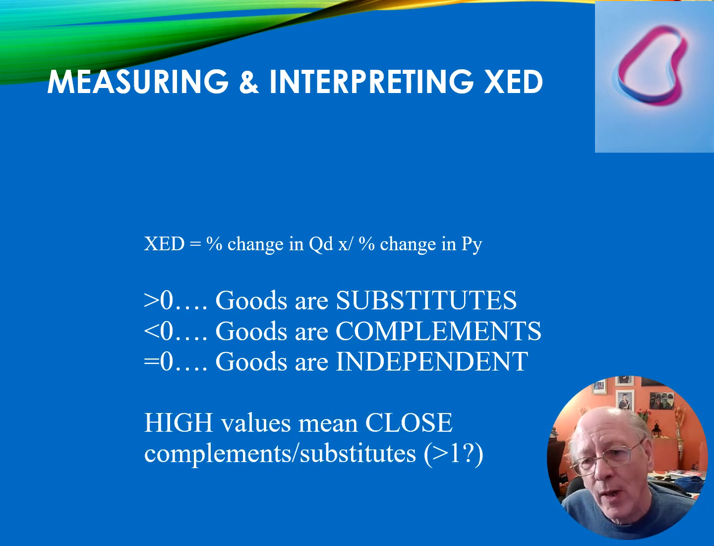Now, as with every other type of elasticity, if we get a high value, then that means it's elastic. So in the case of cross elasticity of demand, a high value means that the goods are close complements or close substitutes, and low values mean that they're not close. They might be complements or substitutes, but they're less strong. And again, as with everything else, that figure 1 is normally used where you can say, okay, it's a close complement or it's a close substitute. Figures close to 0 mean they're virtually independent.